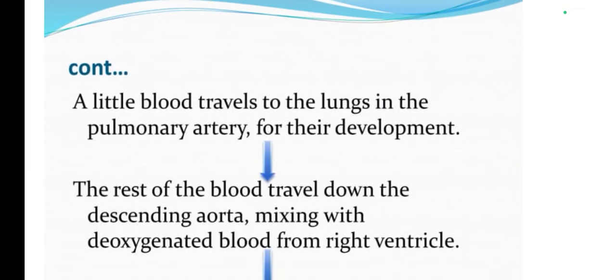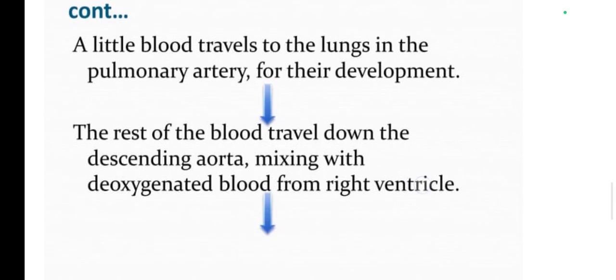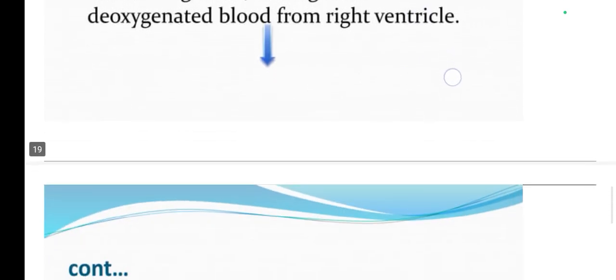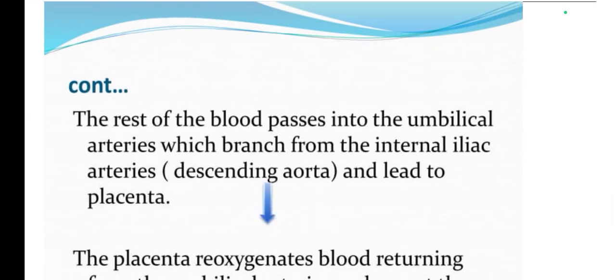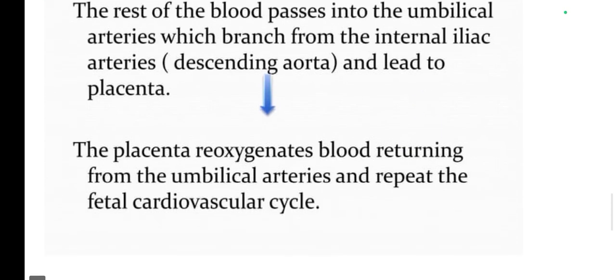A little blood travels to the lungs in the pulmonary artery for their development. The rest of the blood travels down the descending aorta, mixing with the deoxygenated blood from the right ventricle. The rest of the blood passes into the umbilical arteries, which branch from the internal iliac arteries, also called descending aorta, and lead to the placenta. The placenta receives deoxygenated blood returning from the umbilical arteries and repeats the fetal cardiovascular cycle.